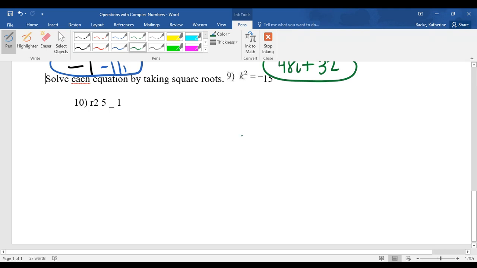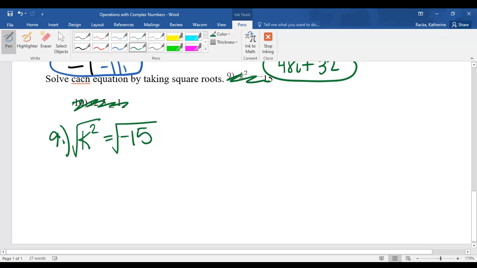All right, number 10 actually looks like, or let's do 9 first, sorry. We'll discard these two right now. Number 9 on your paper should look like k squared equals -15. We need to get rid of the squared and solve for k, so we're going to take the square root of both sides. You're never allowed to have a negative inside a square root, so whenever you see that negative, remember to pull it out to make it i, because a negative inside a square root gives us an imaginary number. Square root of k squared is k, and I cannot simplify the square root of 15.